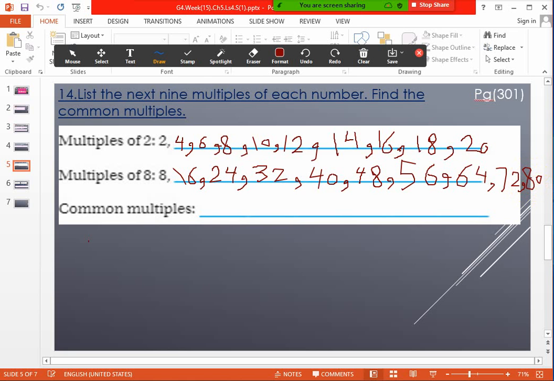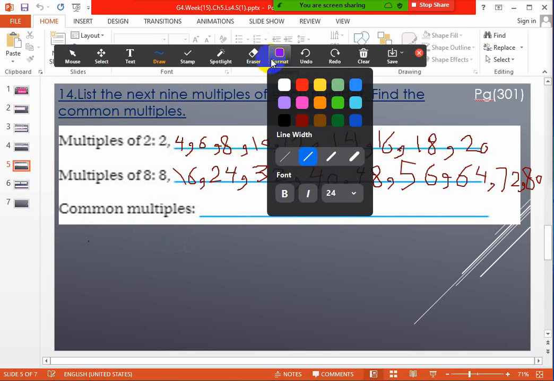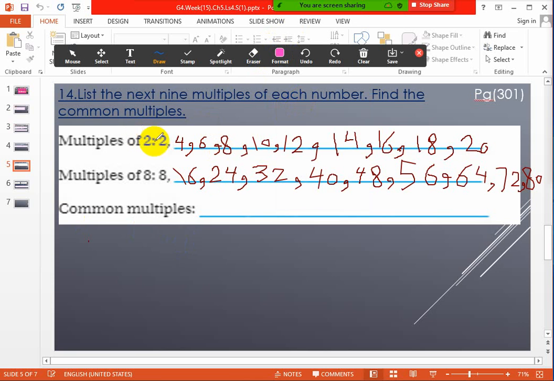Okay, now girls, I will stop the chat. I will give you 30 seconds to find the next one. What is the common multiples? That means I will find now the multiples that are common between 2 and 8. The multiples that are common between 2 and 8.